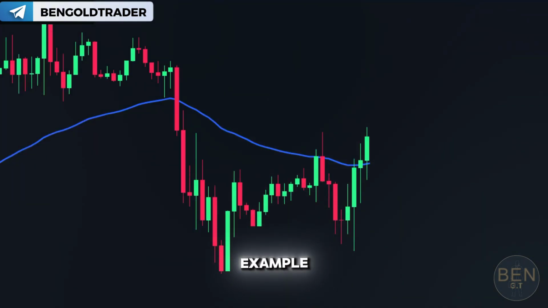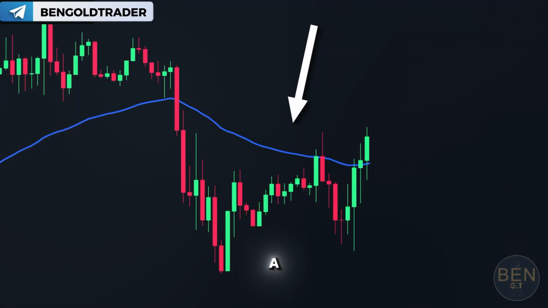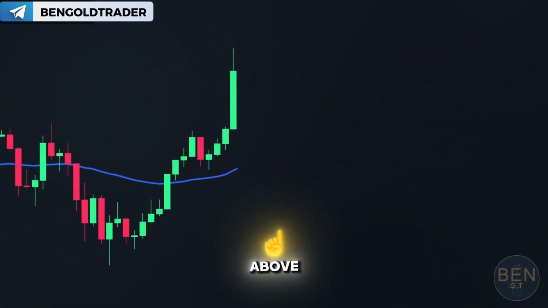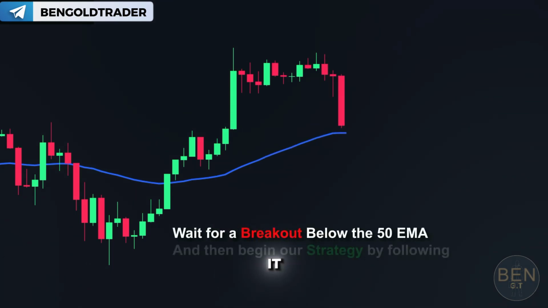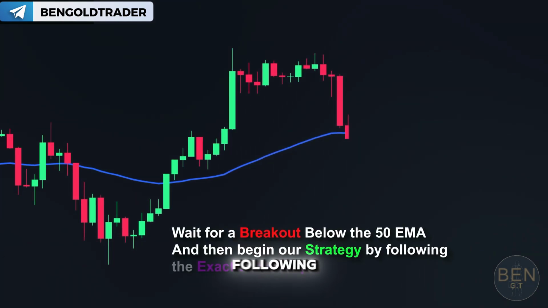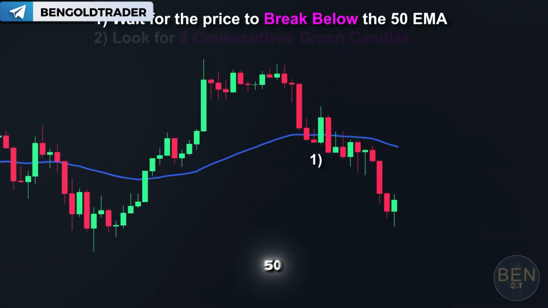So in the previous example, we started from a chart where the price was trading below the 50 EMA, but the strategy also works for the opposite. If we take a chart that's trading above the 50 EMA, so take this one, we wait for it to break below it, and then begin our strategy by following the exact same steps, which in this case, means we wait for the price to break below the 50 EMA.